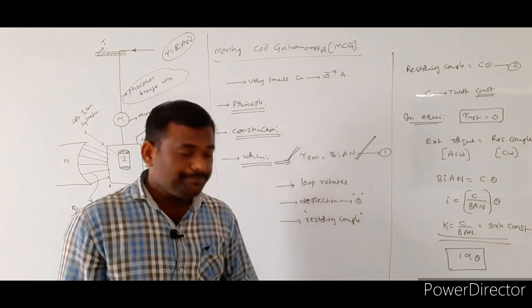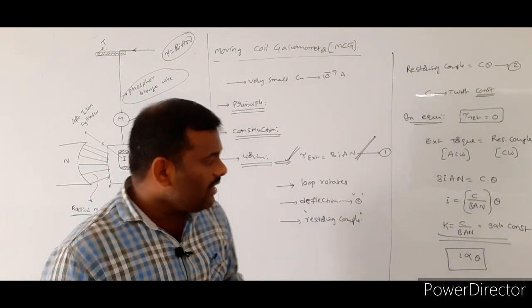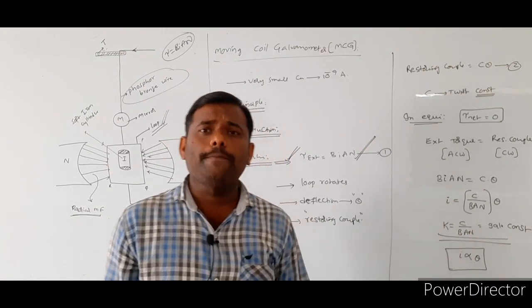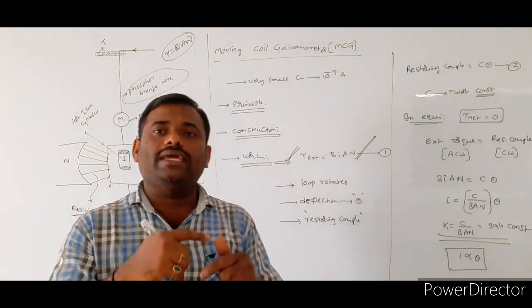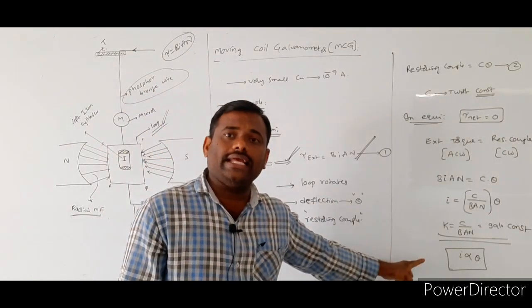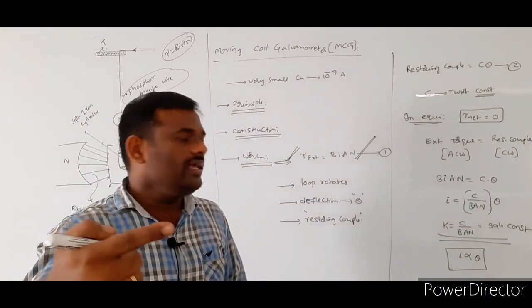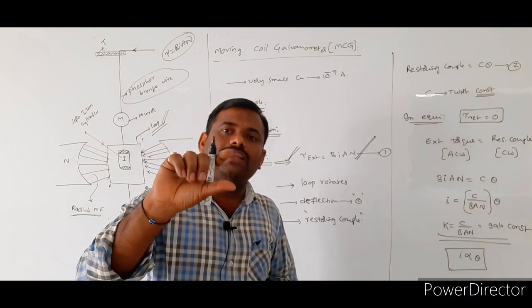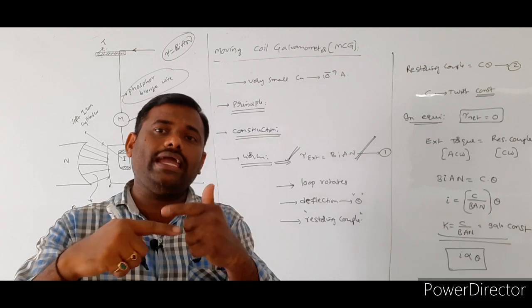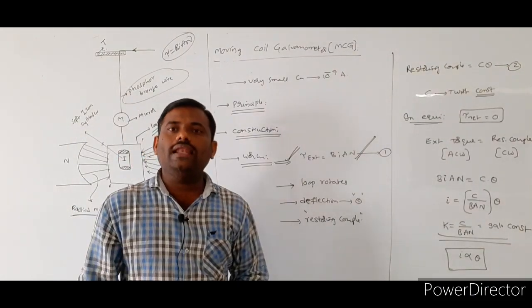It says that whenever we increase the amount of current passing through the coil, it also makes more rotation. As the I value increases, the theta value increases. Theta is the angle rotated by the loop. If the I value is small, the loop will be rotated by a smaller angle. If the I value is more, the loop will be rotated by a larger angle. So this is about the moving coil galvanometer.